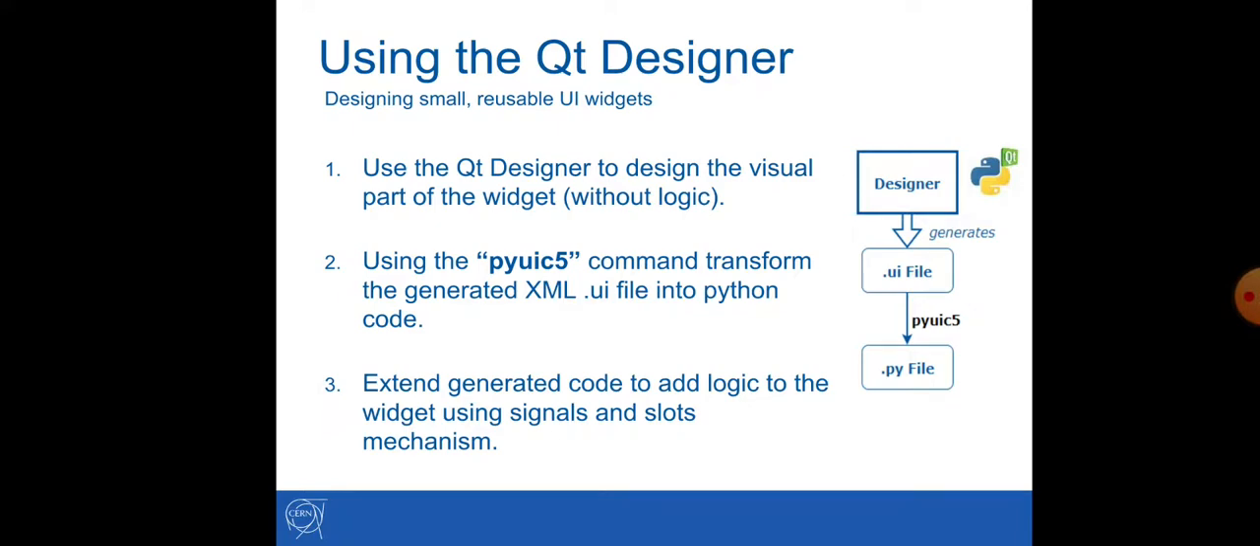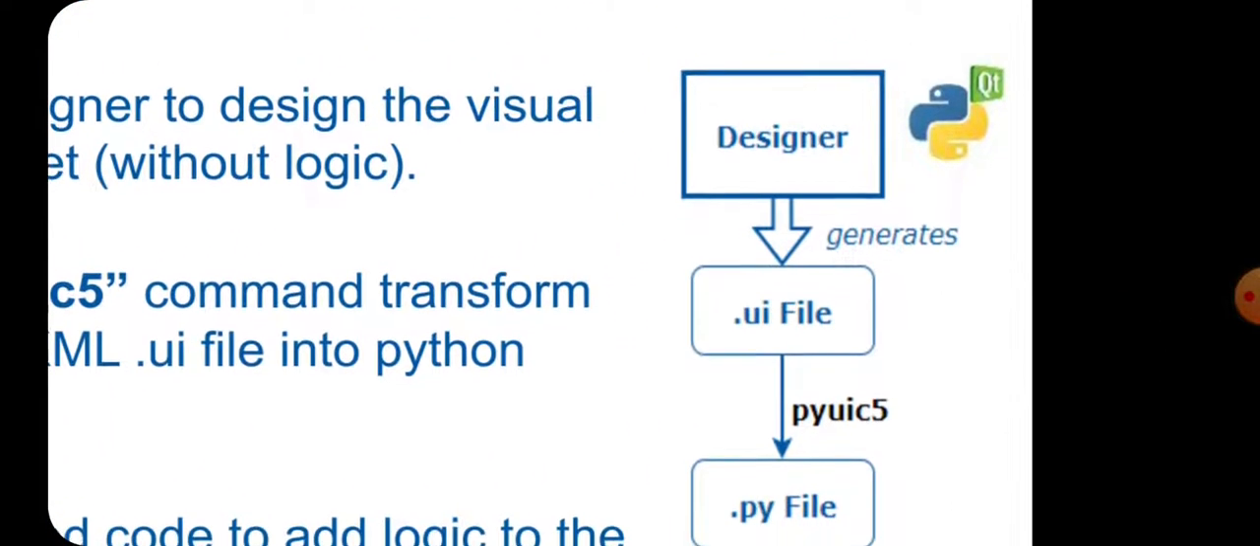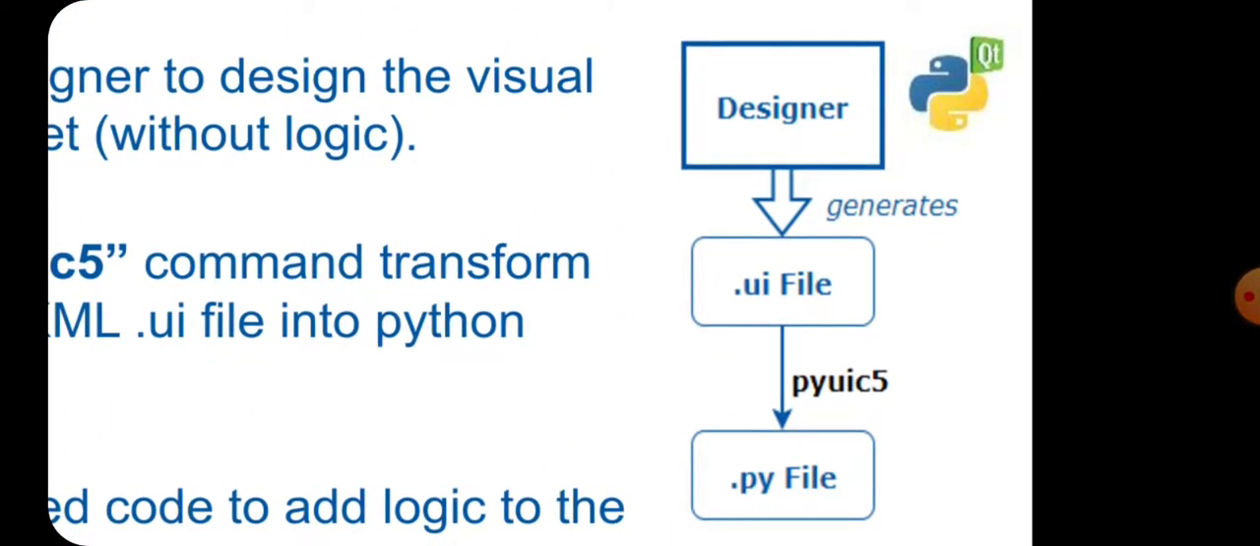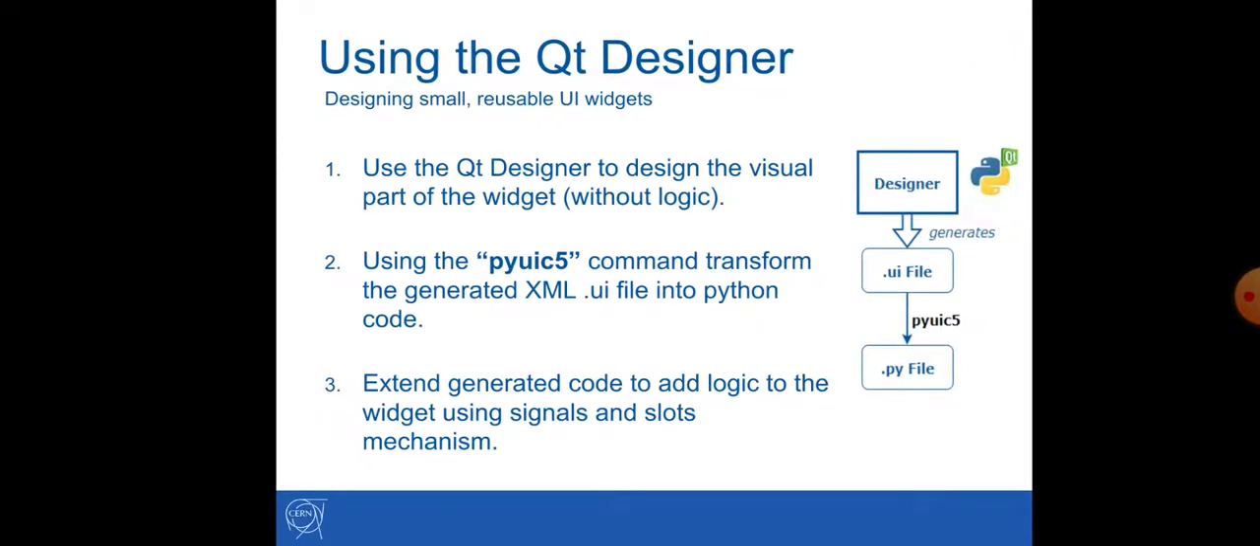That means we can do that without logic. Use the pyuic command to transform the generated XML .ui file into Python code that we can draft into the Python code. Extend the generated code to add logic to the widget using the signals and slots mechanism. So we can use the signals and slots mechanism to add logic into the widgets. Next, here on the right side you can see first the Designer, then it generates the UI file, and then pyuic generates the Python code or Python file.